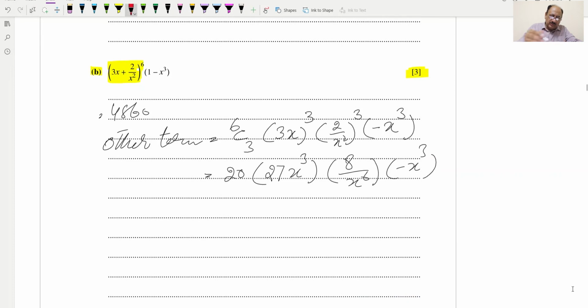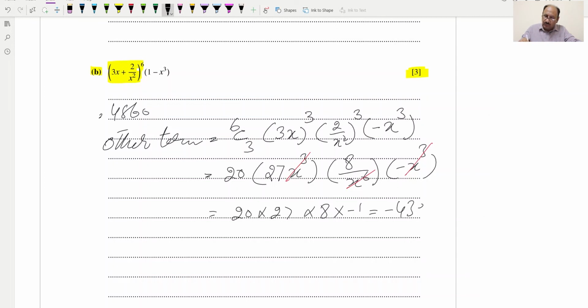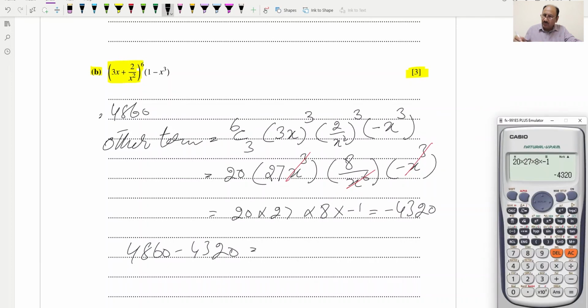Now we can cancel this x^3 with x^6, and we will get 20 multiplied by 27 multiplied by 8 multiplied by minus 1, and this will be equal to what? This will be 20 multiplied by 27 multiplied by 8 multiplied by negative 1, resulting in minus 4320, and the net answer will be 4860 minus 4320, and this will be equal to 918.